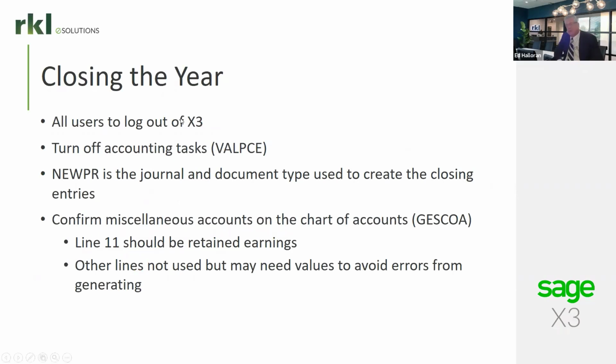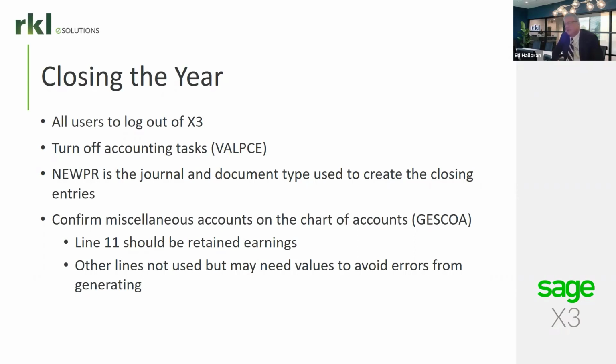So to actually close the year, you want to have all users log out of X3. You want to shut down your accounting tasks. Generally, the new period is the journal entry and document type used to create the closing entries. If you implemented X3 before in a previous version, sometimes it might just be new. Sometimes you might be using CLO entries too.